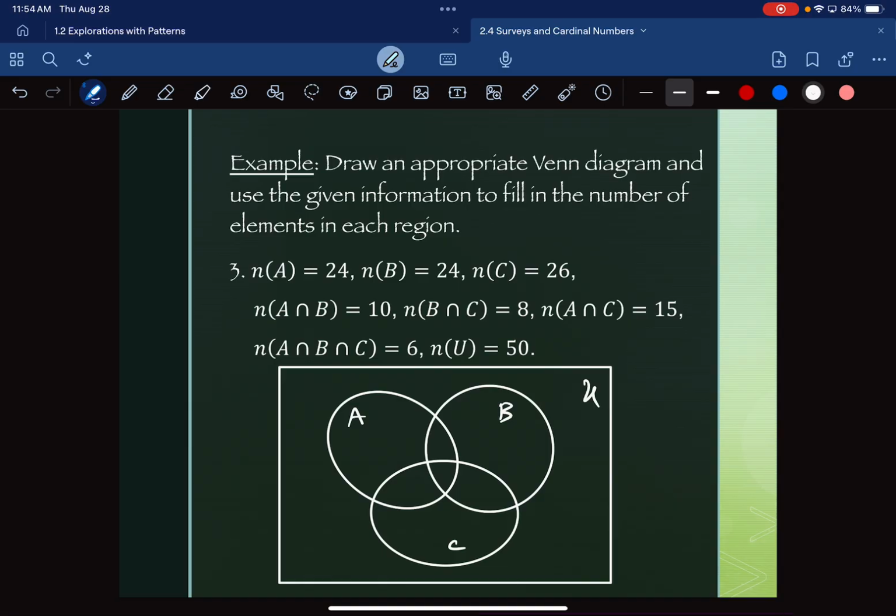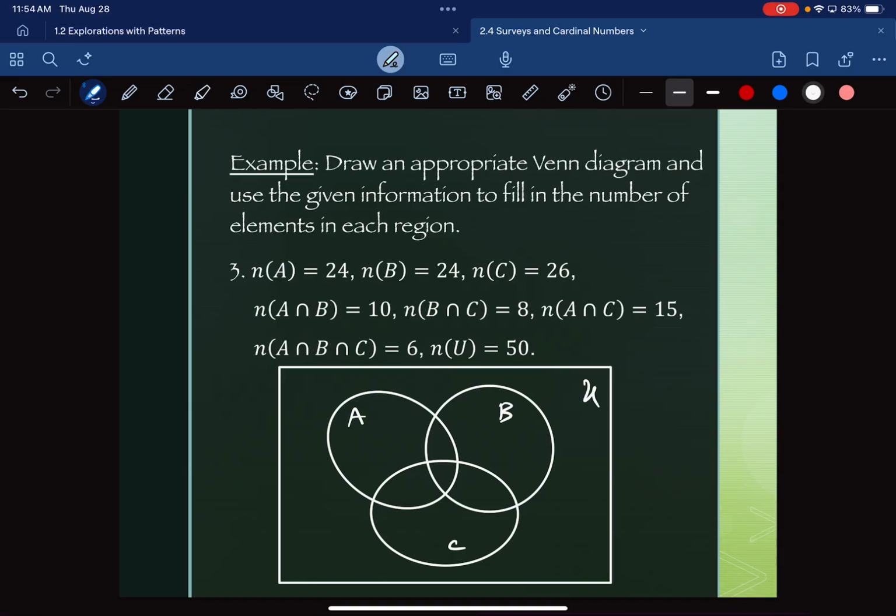Now, one of the things that we just learned in the last picture is that when they tell us things like at the very beginning that says the number of items in A is 24, it means the entire circle A is 24. That means the outer piece here and the 3 overlapping pieces here all add up to 24. So I don't want to start filling in this diagram with the number 24 because I don't know how to split up the 24 appropriately yet. Does that make sense? And the same problem is going to happen with the n of B being 24 and n of C being 26. None of those places are good places to start this diagram.